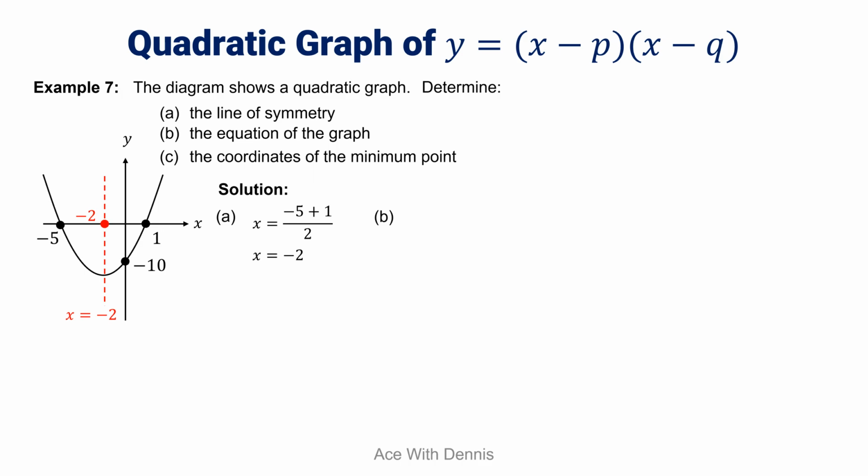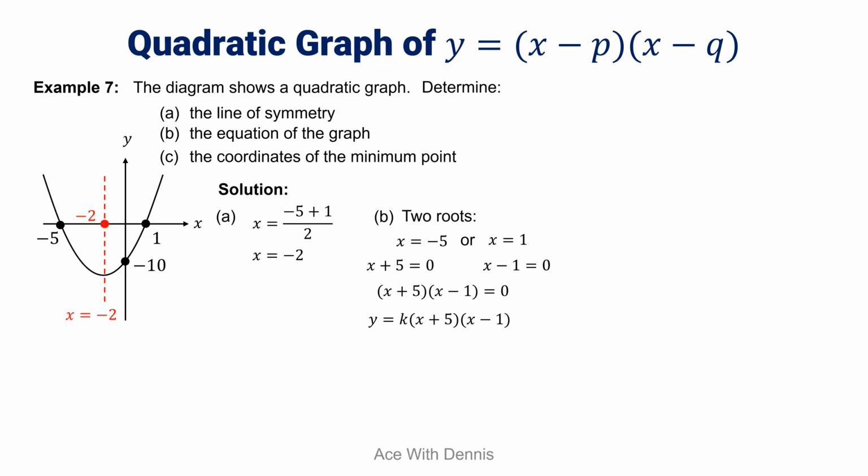Then for B, the equation of the graph, so we have two roots here, which is x equals -5 or x equals 1. So after that, we reverse the process from solving the equation to forming the equation. So x plus 5 equals 0 or x minus 1 equals 0. We combine these two factors together, x plus 5 times x minus 1 equals 0, and the equation of the curve will be y equals k bracket x plus 5 times bracket x minus 1, where k is a constant that we need to find.